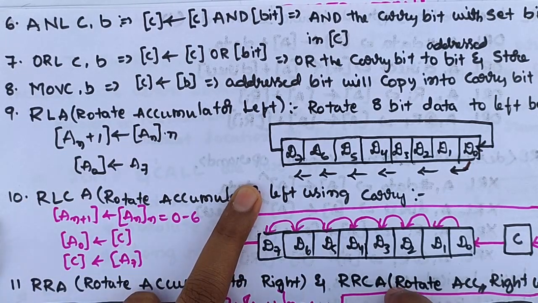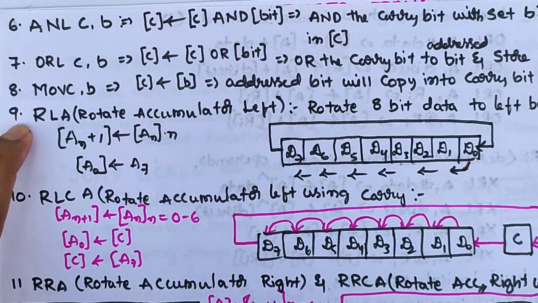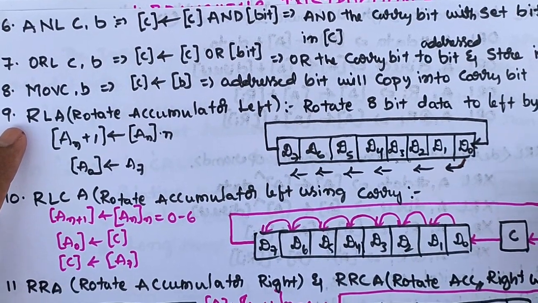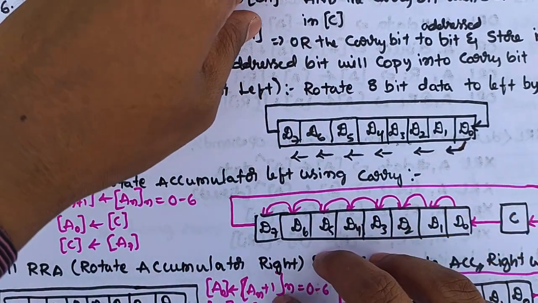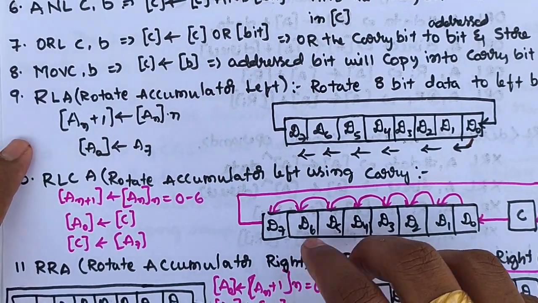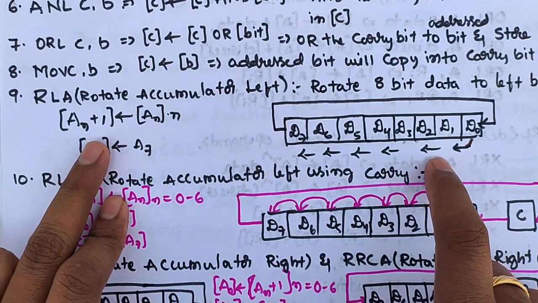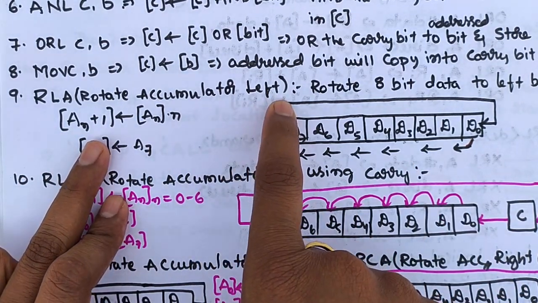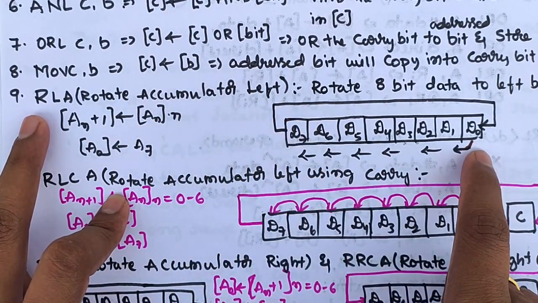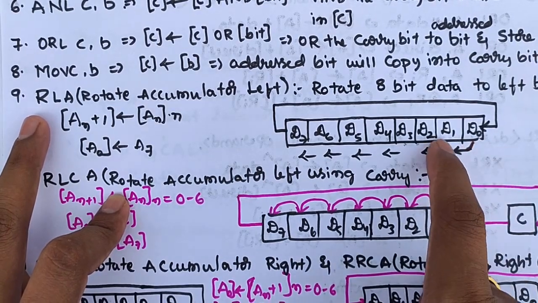The important bit manipulation operations are RL A and RLC A, RR A and RRC A, which are very significant instructions used in data manipulation during data conversions. RL A is rotate accumulator left. By using this instruction, the accumulator content bits will be shifted towards the left, bit after bit.